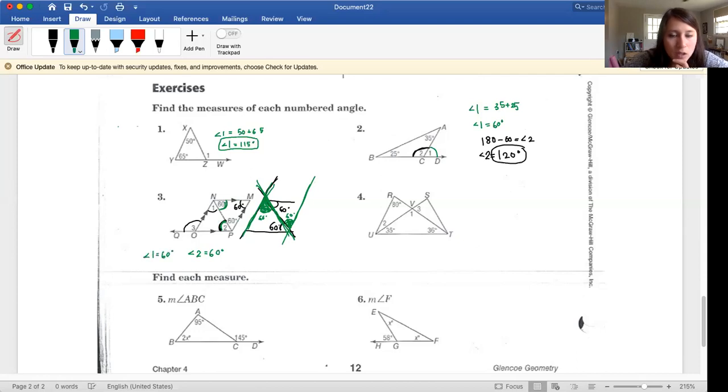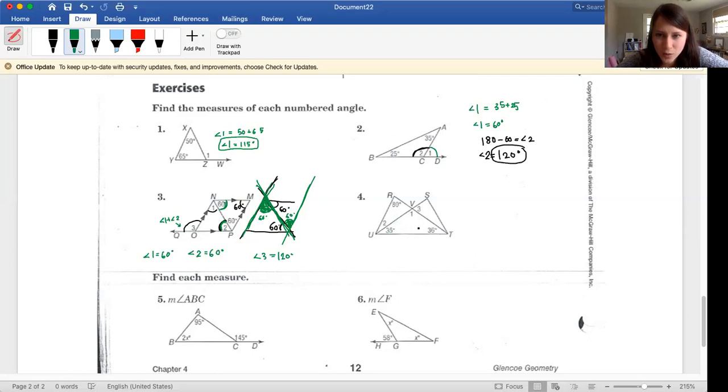All right, now that we know 1 and 2, we know that the sum of angle 1 and 2 equals angle 3. So angle 1 plus angle 2 is what angle 3 is. So angle 3 is just 60 plus 60, which is 120. Okay, let's take a look at number 4.